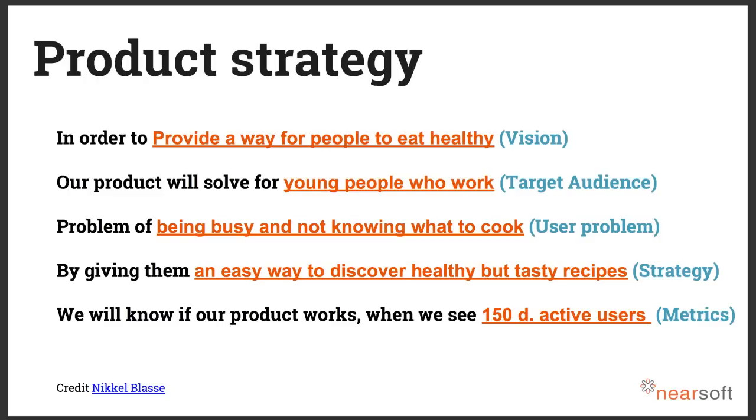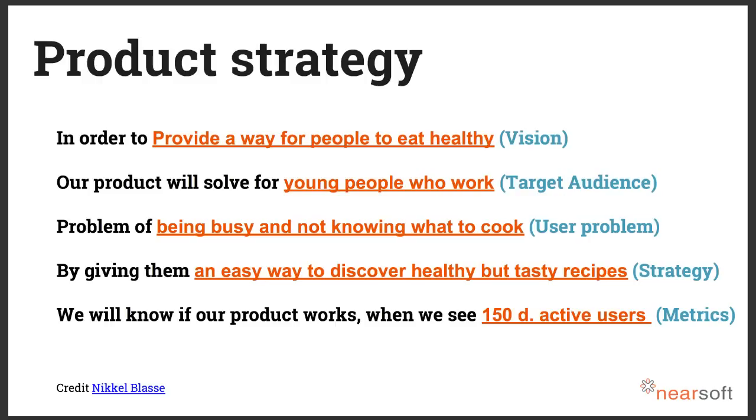Okay, so I'm going to read the filled-up text here, so you can listen to the vision of this application. In order to provide a way for people to eat healthy, our product will solve for young people who work the problem of being busy and not knowing what to cook by giving them an easy way to discover healthy but tasty recipes. And we will know if our product works when we see 150 daily active users. This is a made-up number, just for example's sake.